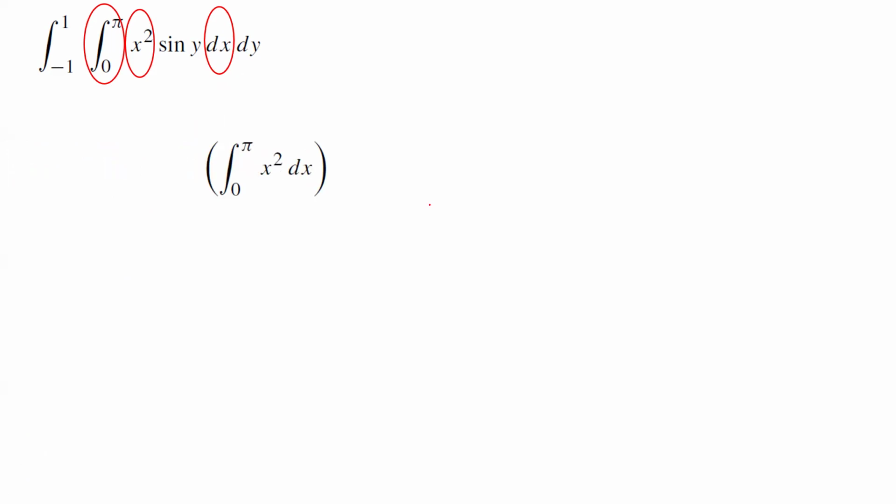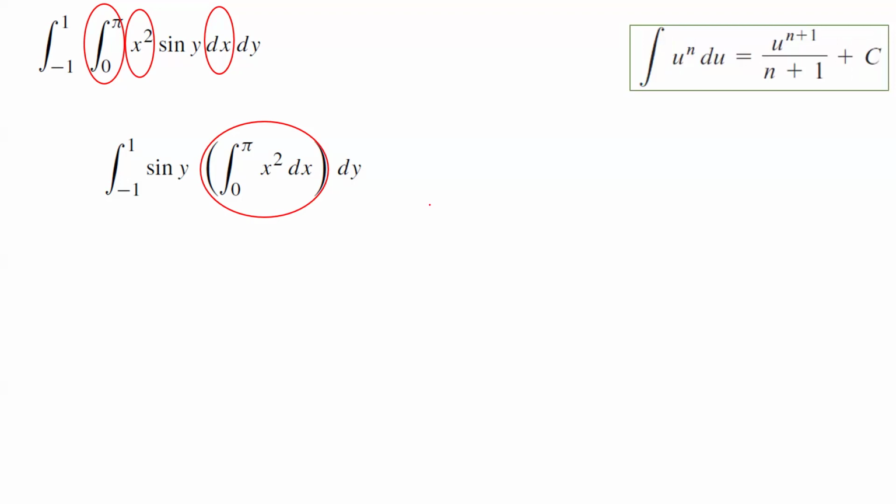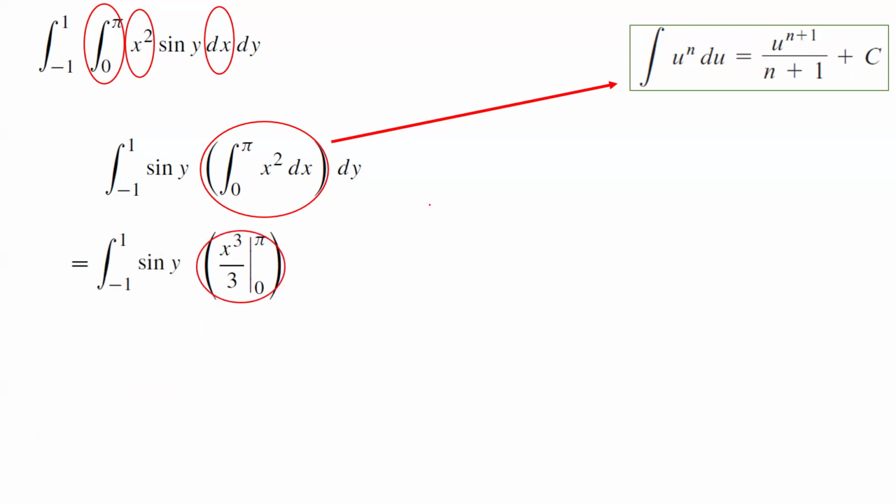This can be written as the definite integral of x squared dx. X is bounded between 0 and pi. Then you can take the integral of sine y with respect to y. The definite integral of x squared dx, x is bounded between 0 and pi. As you remember, using the power rule, it is x to the third divided by 3, and x is bounded between 0 to pi. Then we take the outer integral with respect to y.